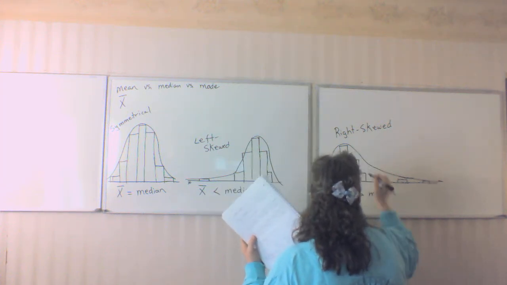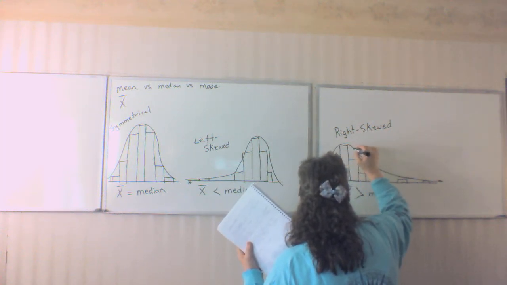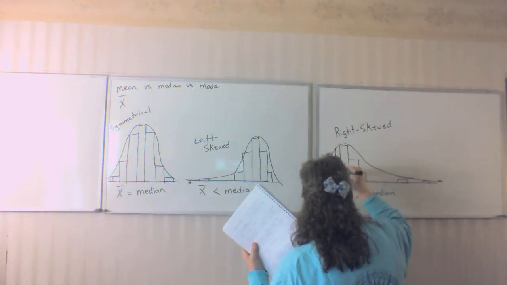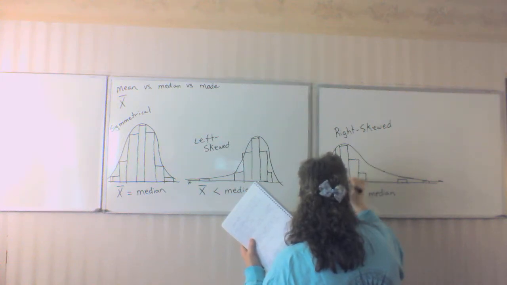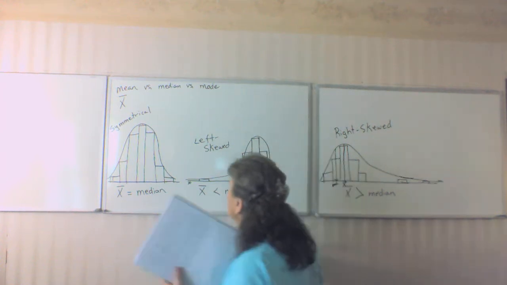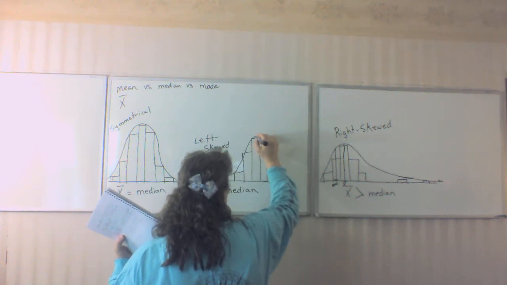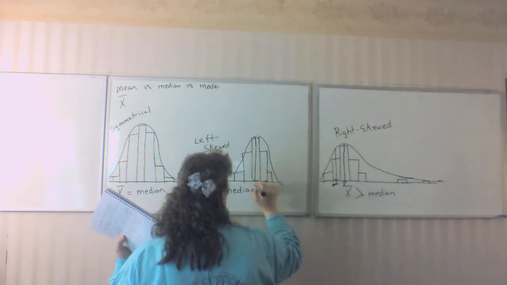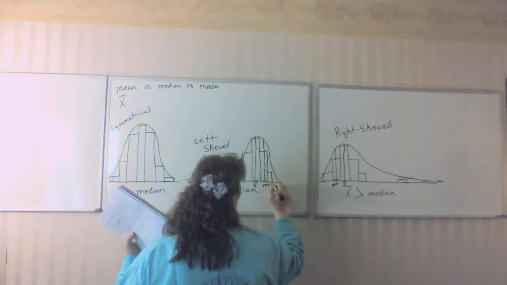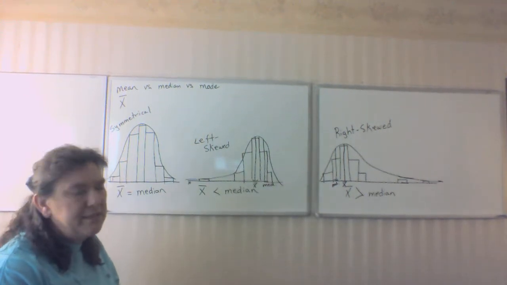In other words, if we were to put the median in, the median would be somewhere maybe here, and the mean would be here. Whereas on this one, the mean is going to be here, and the median is going to be here. Okay? It changes the position of where they are.